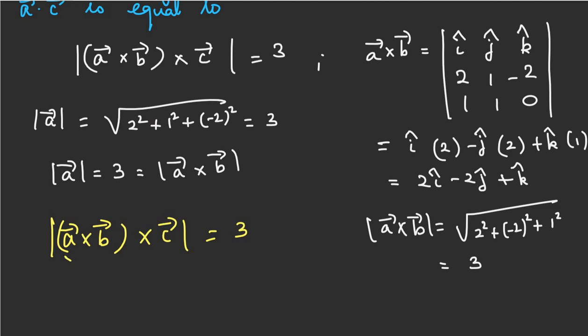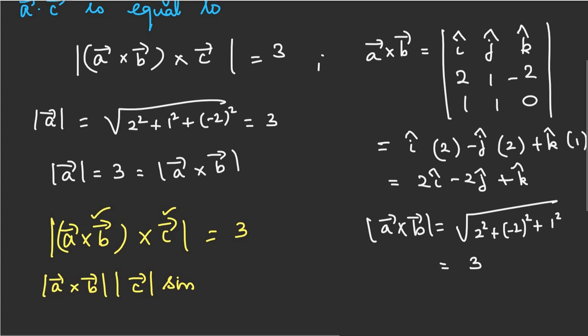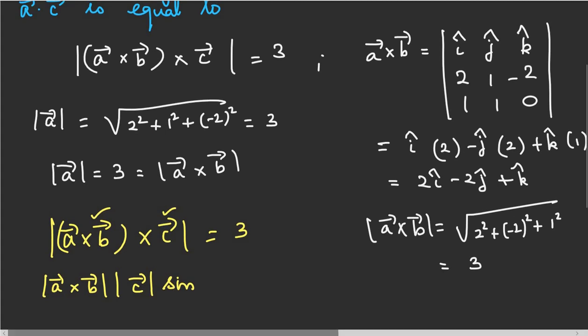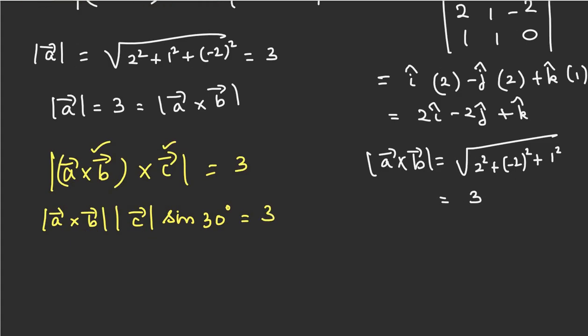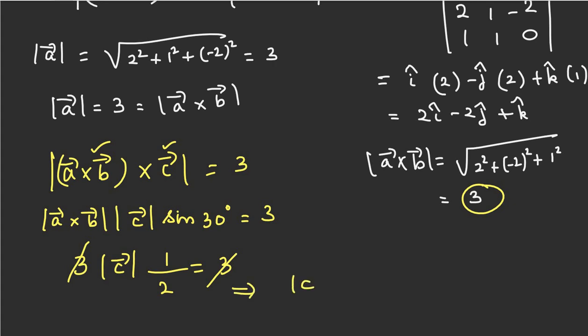Now we know the definition for the cross product of two vectors. We take this as one vector and c as another vector. So modulus of a vector cross b vector, modulus of c vector into sine theta, where theta is the angle between both the vectors given in the question, which is 30 degrees, is equal to 3. Mod of a cross b we know is equal to 3. So 3 into modulus of c vector into sine 30, which is 1 by 2, is equal to 3. Which implies modulus of c vector is equal to 2.